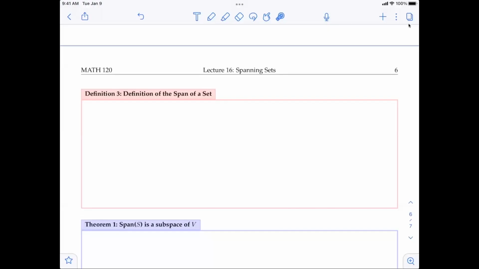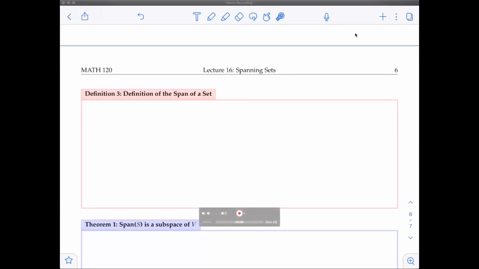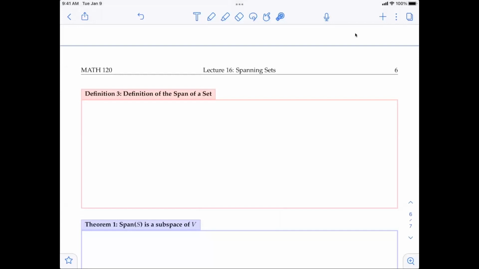Okay. So I have one more definition and one more theorem to give you in this particular lecture. The definition is the definition of the span of a set. Previously, we wrote down the definition of a spanning set, where S is a spanning set, or S spans the entire vector space. In this case, we have the span of a set. Let's see what happens.